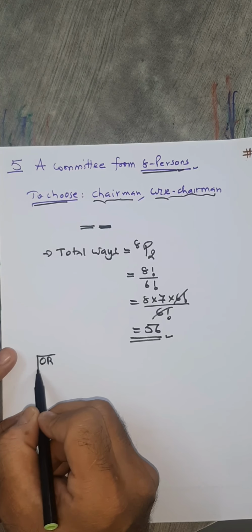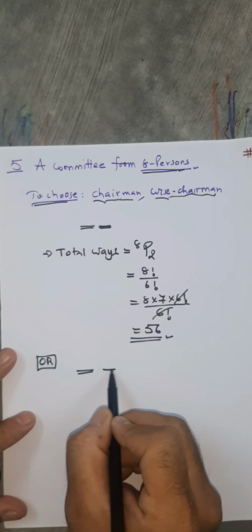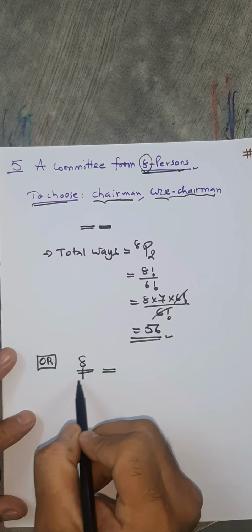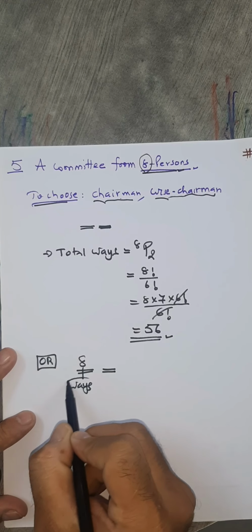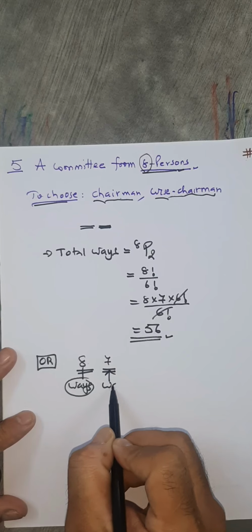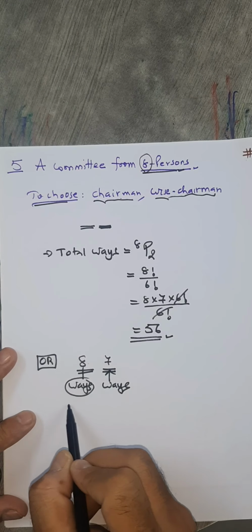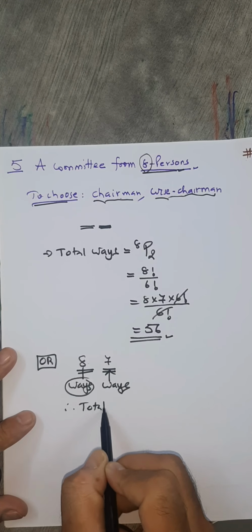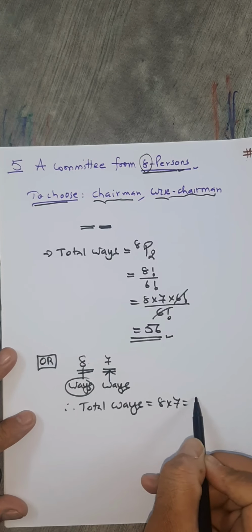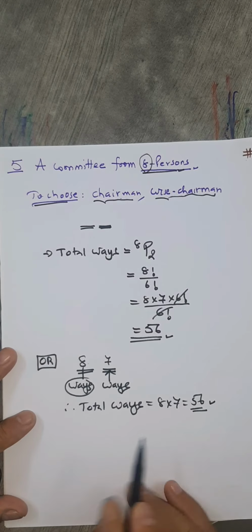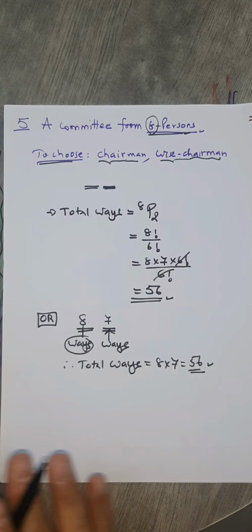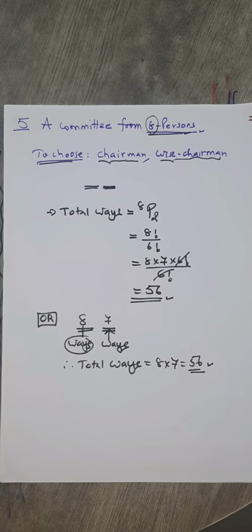The same question you can just explain like this. There are 2 positions. So the first position can be filled in 8 ways because there are 8 members. Now 1 you already selected, so now you are left with 7. So this can be done in 7 ways. So by the counting principle, total ways equals the product of these 2, that is 8 into 7, which is 56. So there are 56 ways to select chairman and vice chairman from a committee of 8 persons, remember.